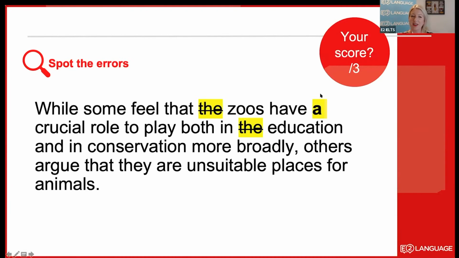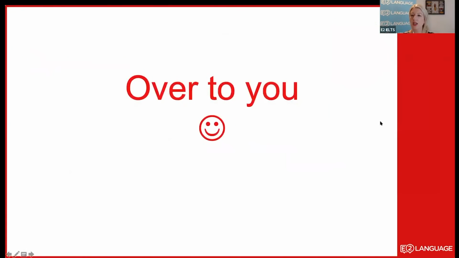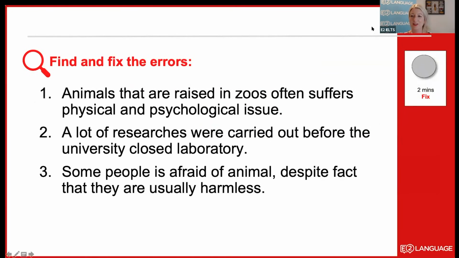Okay, let's put it all together now. Let's see those errors all in one place. And I'll give you time to think about it and also time to type into the chat box. Okay, so you're aiming for perfect here, aiming for total error-free sentences.